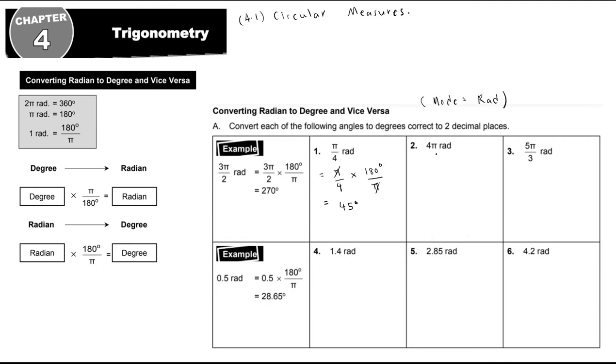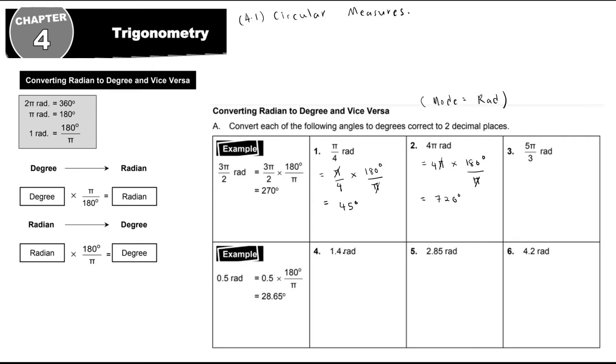Let's try one more. This time we have 4 pi radian. To change to degree, 4 pi multiplied by 180 degree over pi. Again, we can cancel out pi, 180 multiplied by 4. So the answer is 720 degree.